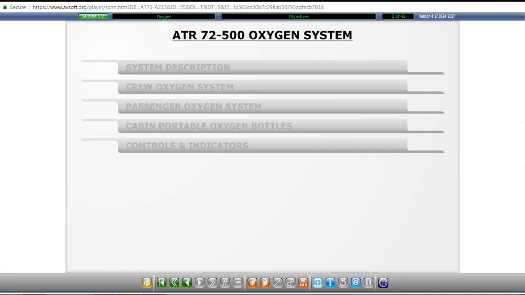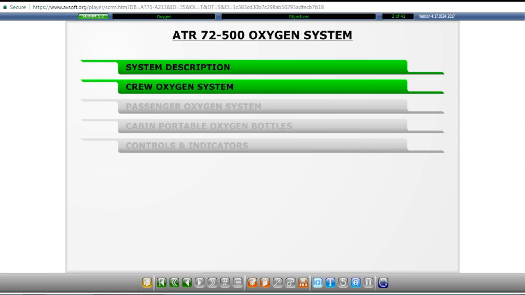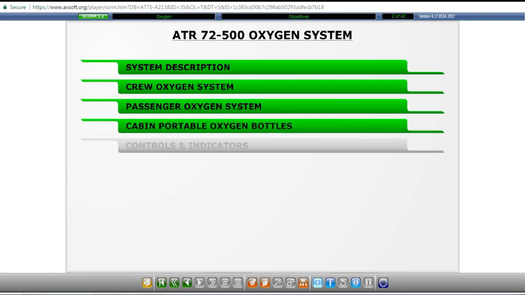In this module, we'll look at the oxygen system installed on the ATR aircraft. We'll start out with a brief system description. Next, we'll look at the crew oxygen system, the passenger oxygen system, and the cabin portable oxygen bottles. We'll then review the controls and indicators associated with the oxygen system.